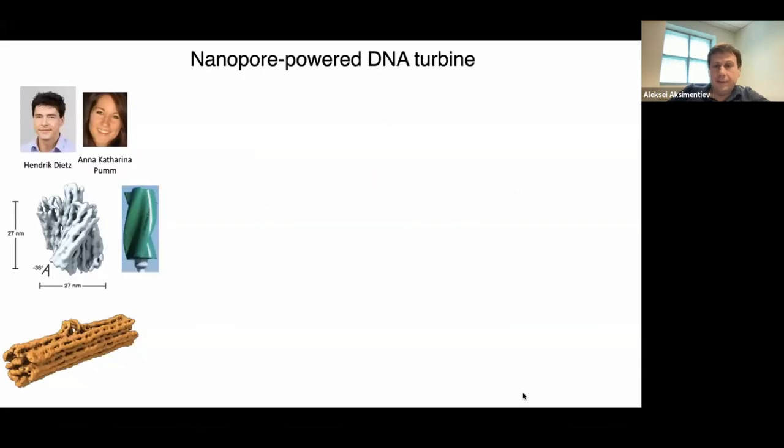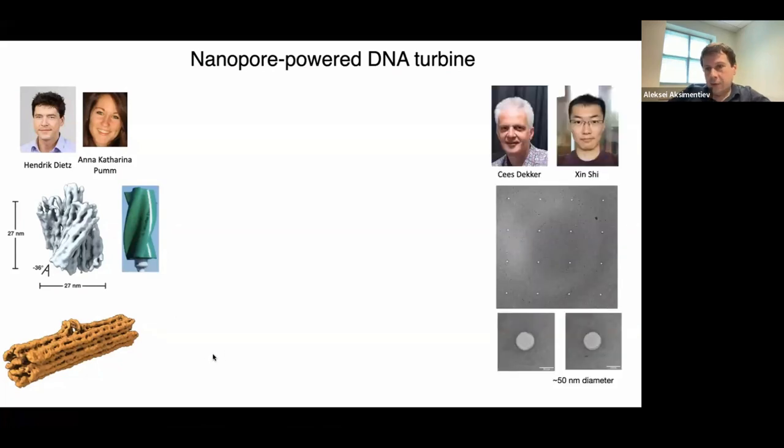All right, so that was all nice. But can we actually make something like that in an experiment? And this was a collaboration with two leading labs in the field. So Hendrik Dietz and Anna designed a turbine. It's larger than a single DNA helix. It has a central shaft with blades. The blades are oriented at 35 degrees with the nanopore axis.